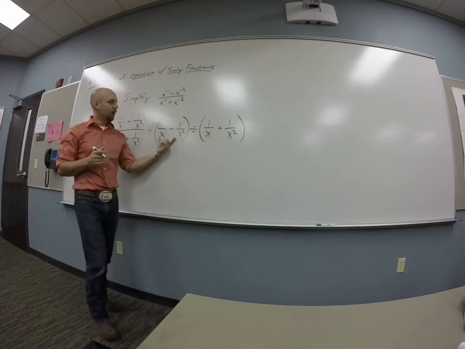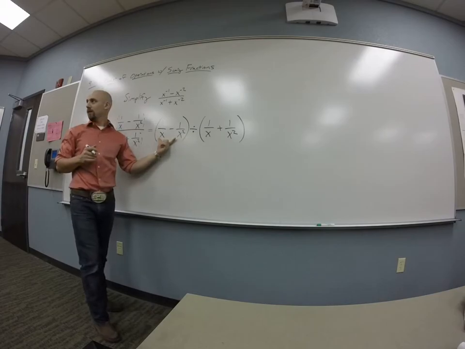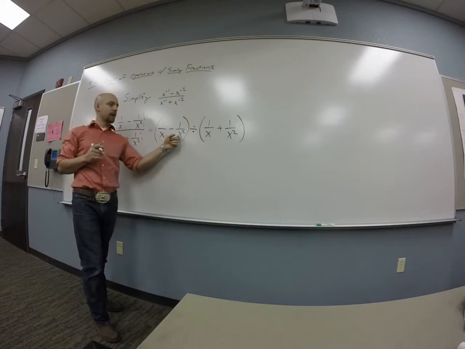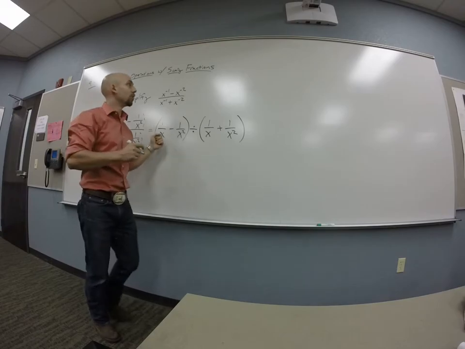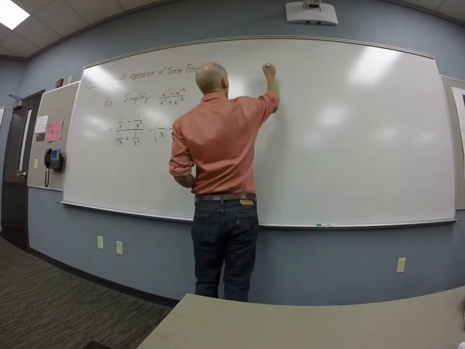So what's the common bottom on this piece? X squared. You guys see that? I need an x and an x. This one's got an x and an x. This one's only got one. So I should rewrite, all right.